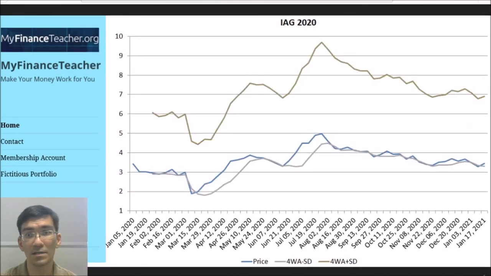Again, the blue line here is the price. The gray line underneath is the monthly average, the 4-week average minus one standard deviation. The brown line on top is again that monthly average, the 4-week average plus one standard deviation. We see that all through 2020, the price has never actually touched that upper line. And it has actually even poked below the one standard deviation quite a few times, one time quite deeply over here in March last year.